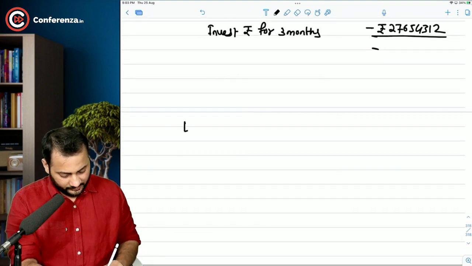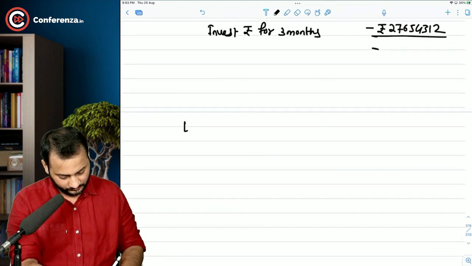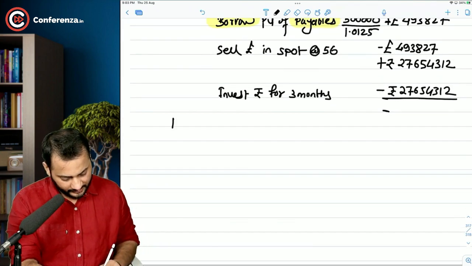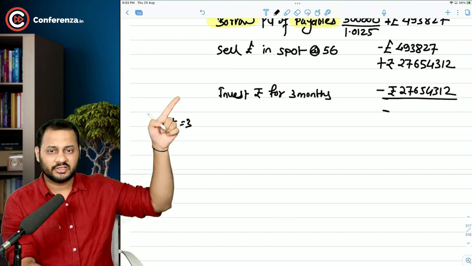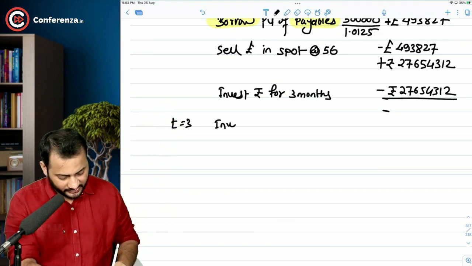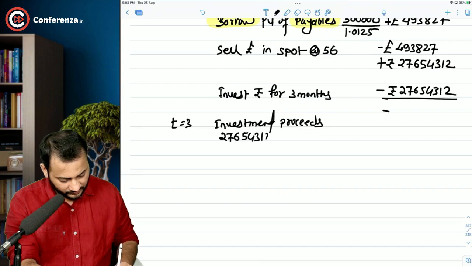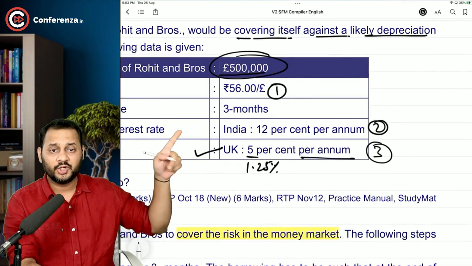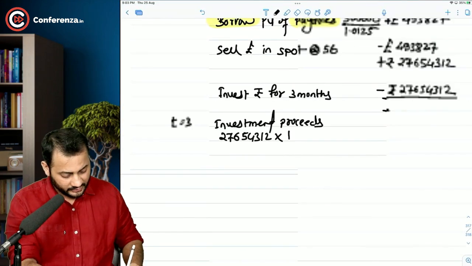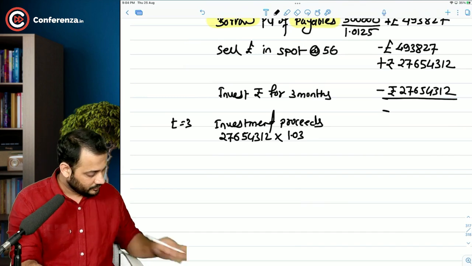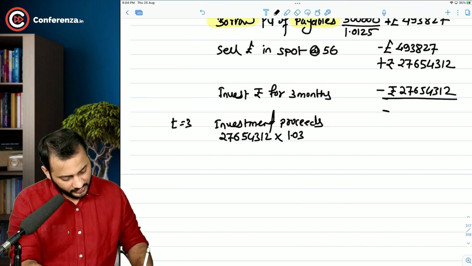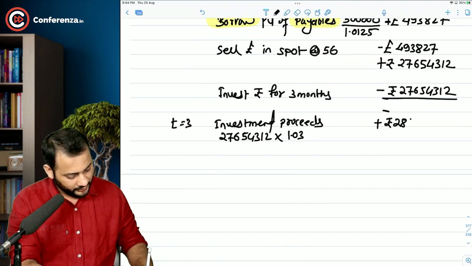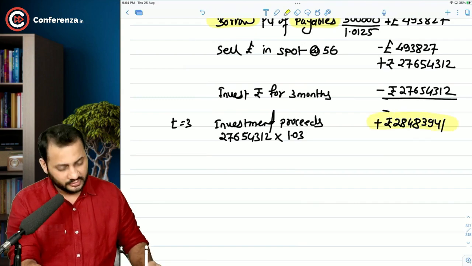Okay, sir. After 3 months, at T3, what will happen? This investment will mature. We will receive this investment. Investment proceeds. 2,76,54,312 into, at what rate did we invest? 12% per annum. For 3 months it will be 3%. So the amount that we will receive is 2,84,83,941. That's it. The end of the story.